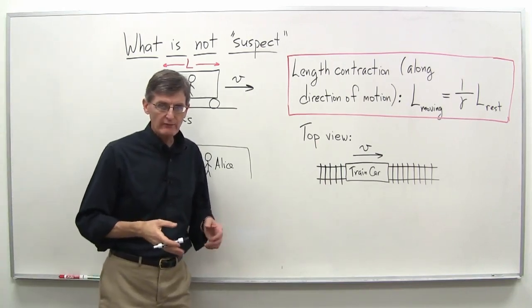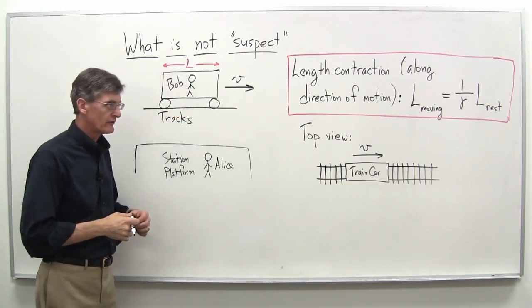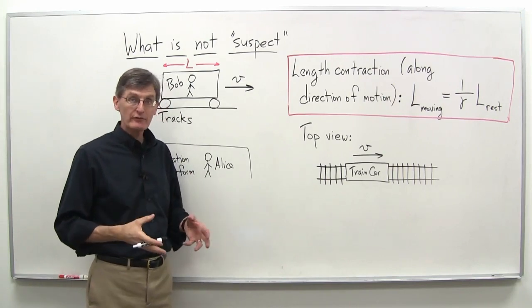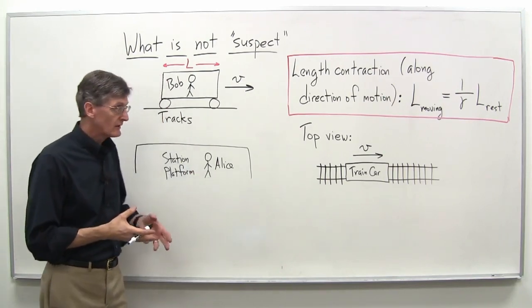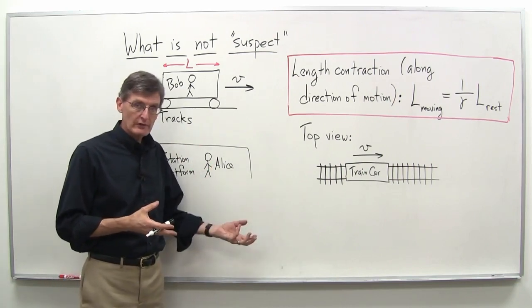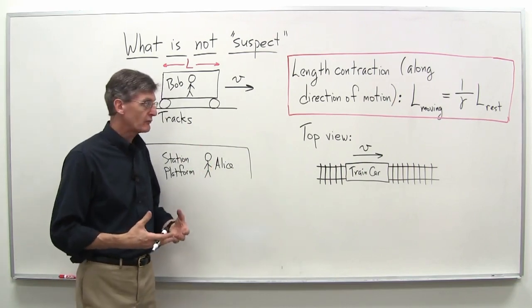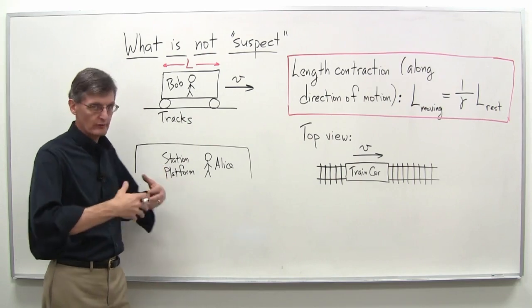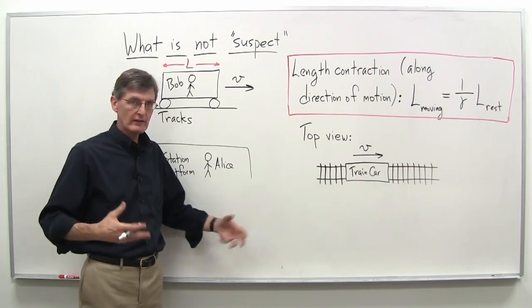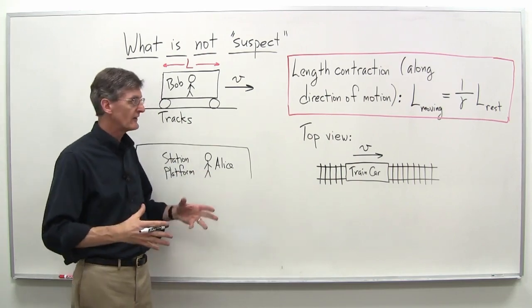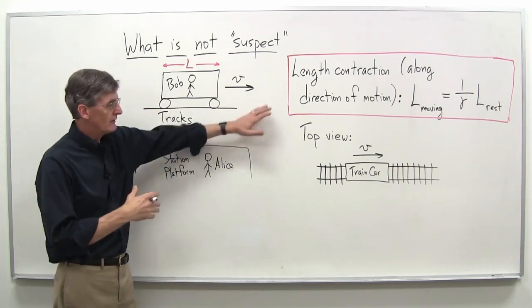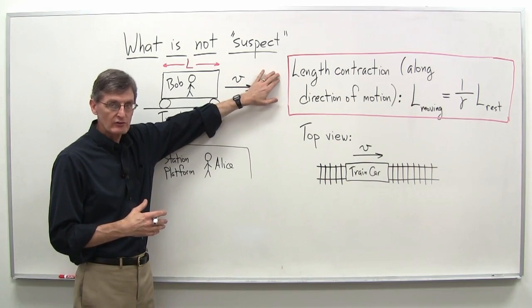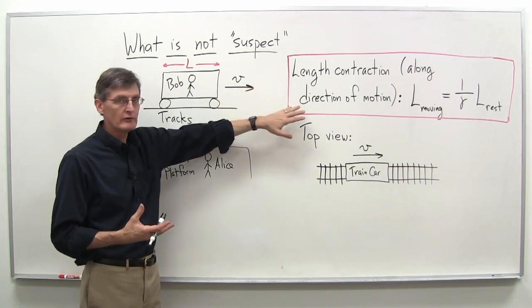In the last several videos, we have been considering that time is suspect. We found that a moving clock runs more slowly than an identical clock at rest. We've also discovered, according to Einstein's special theory of relativity, based on his two postulates, that length is also suspect, that length contraction occurs along the direction of motion.